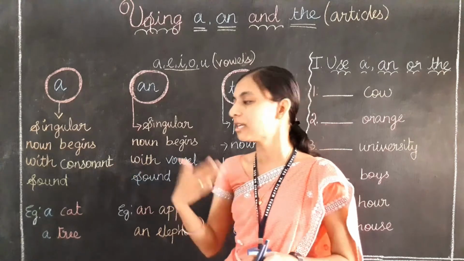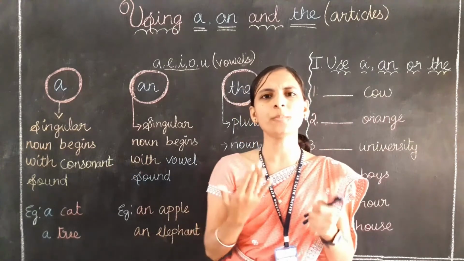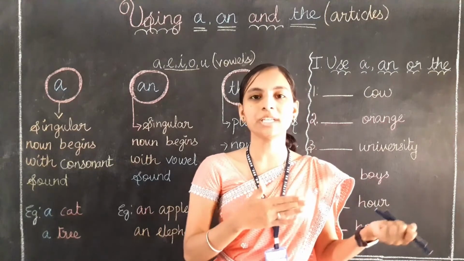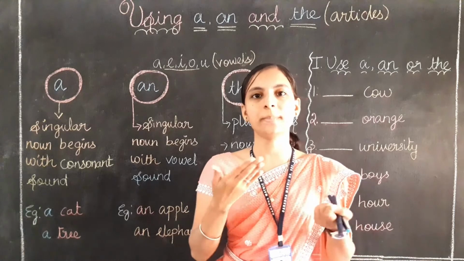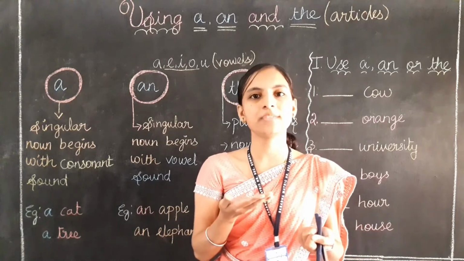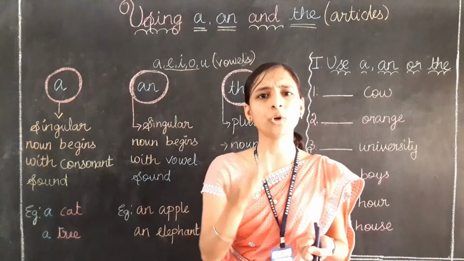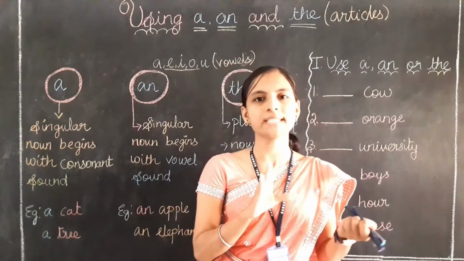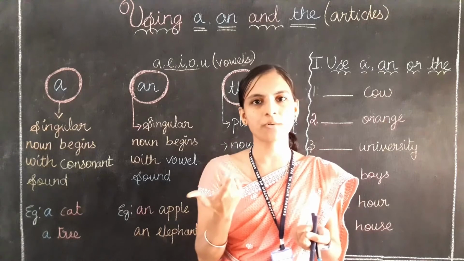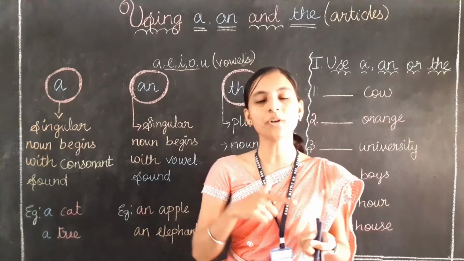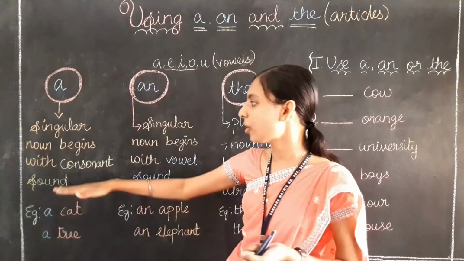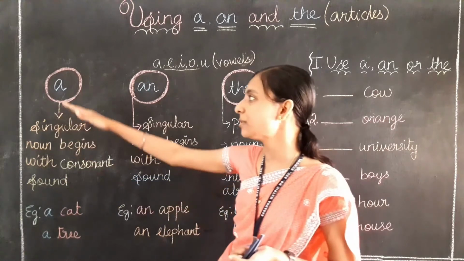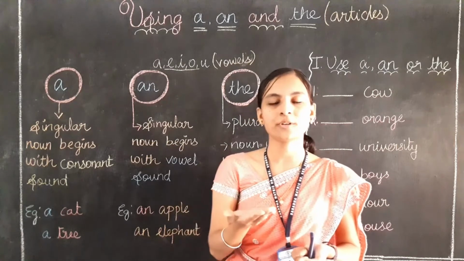So ma'am, what is the sound for a consonant? I hope you have already learned the phonic sound of each and every letter. For A it will be A, B will be B, C will be K. So for those sounds you have to guess. Every one of the 26 letters has its phonic sound. So for all the singular nouns with a consonant sound, we use article A while pronouncing it.